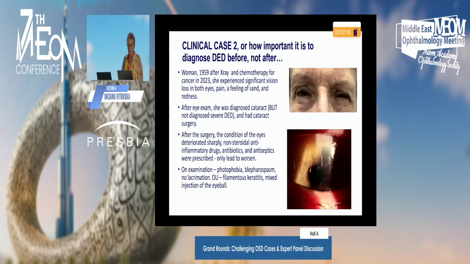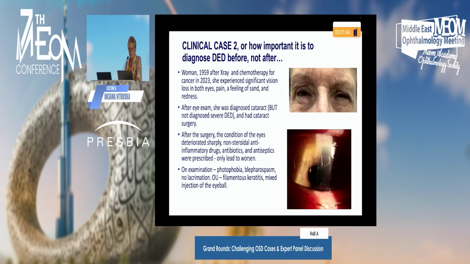And another clinical case, this lady, after X-ray and chemotherapy because of cancer, experienced significant vision loss in both eyes, pain, feeling of sand and redness. After the eye exam, she was diagnosed with cataract and proposed to have cataract surgery, but she was not diagnosed with severe dry eye disease. After the surgery, the condition of the eyes deteriorated sharply and she was prescribed non-steroid, steroid eye drops, antibiotics, and so on, and everything only led to a worsening of the situation.